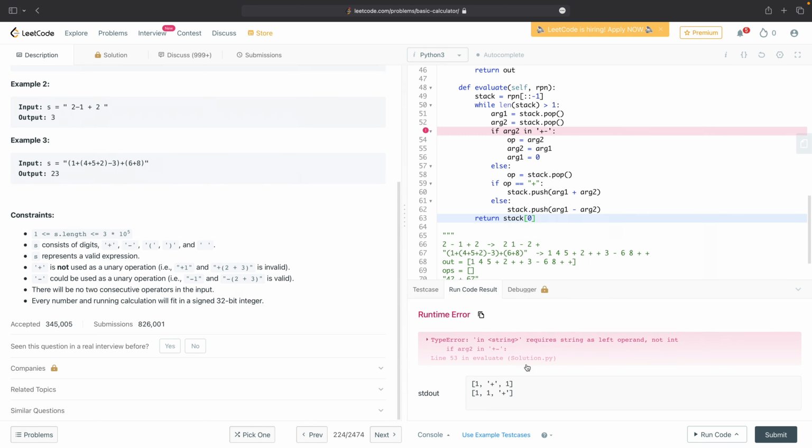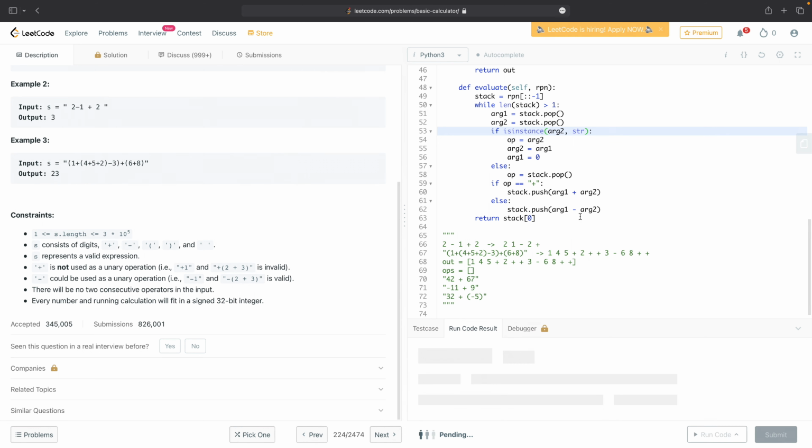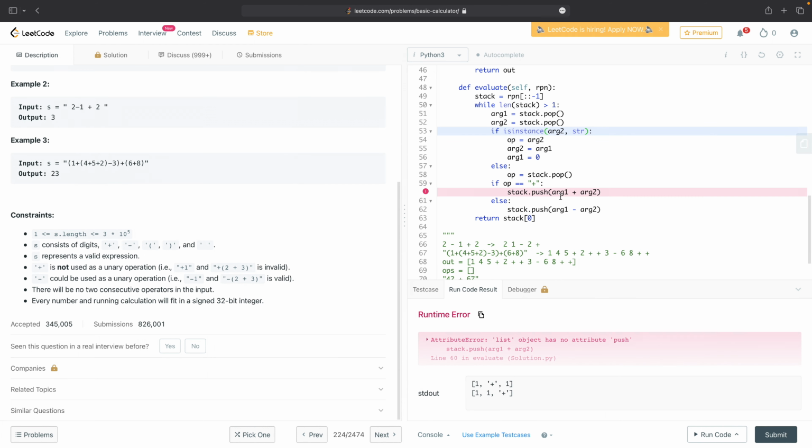Type error: string requires string as left operand, not int. Oh, so we can't do if 5 in this thing. The better check might be if isinstance arg2 string. So if it's a string, then we know it's a plus or a minus anyway.